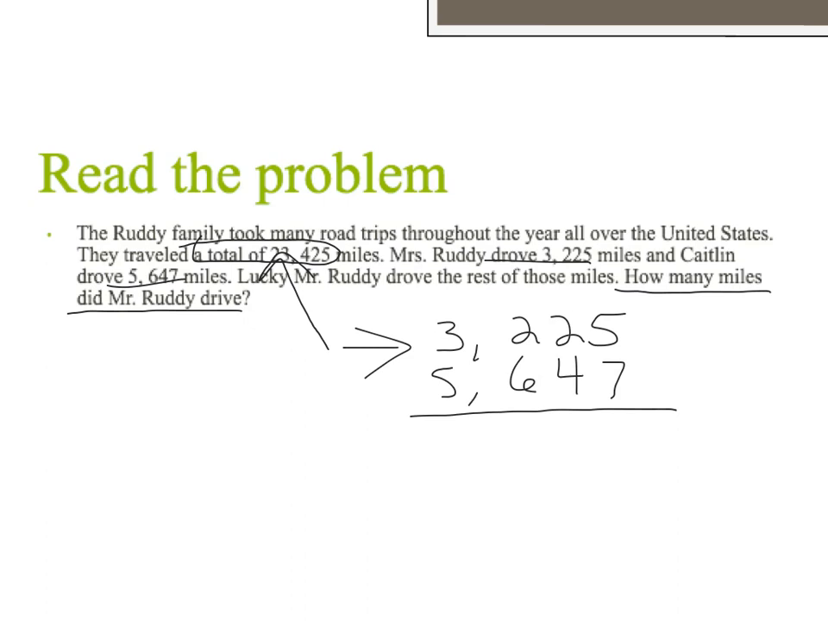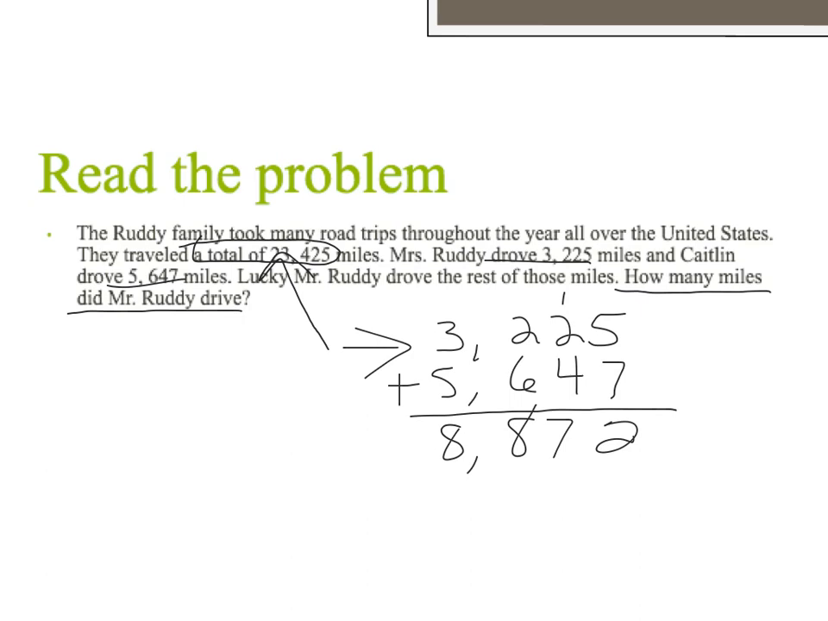So the first thing we would have to do is add up Mrs. Ruddy's miles and Caitlin's miles. So let's go ahead and do that. 5 and 7 is 12. 4, 5, 6, 7. 6 plus 2 is 8. And 5 plus 3 is 8. So together they traveled 8,872 miles. So if we were trying to determine the difference of that and the total, we would subtract to find the difference.